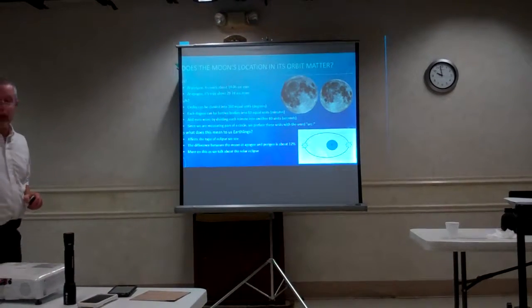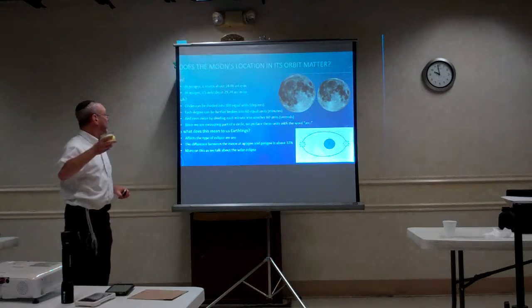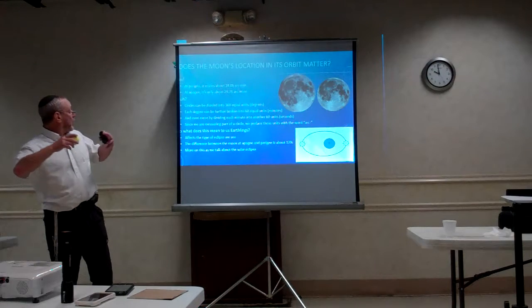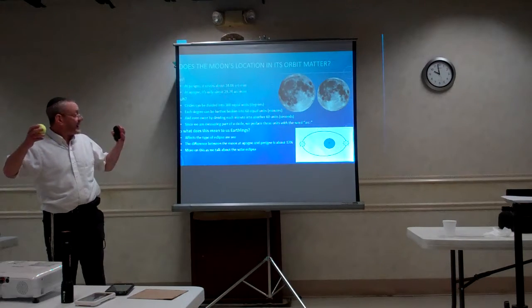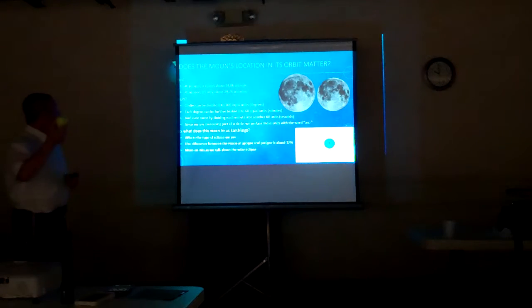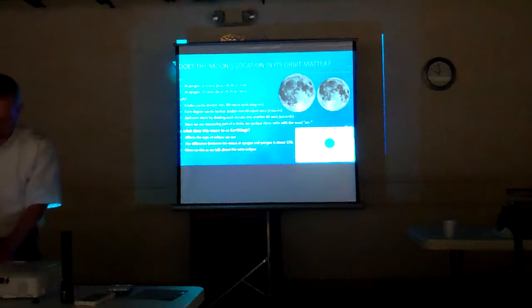So does the moon's location in its orbit make any difference? Yes, absolutely. We were just talking about that. So over here at its perigee, that is to say at its closest point to the Earth, it occupies about 34 arc minutes. All right, what's an arc minute?